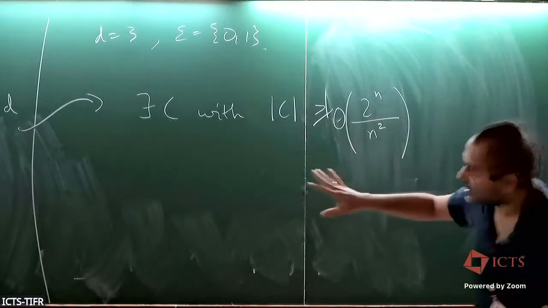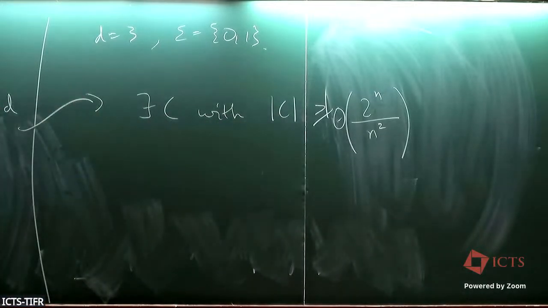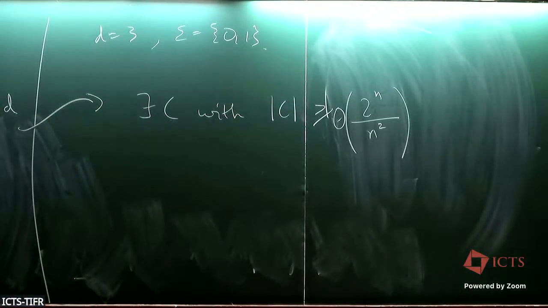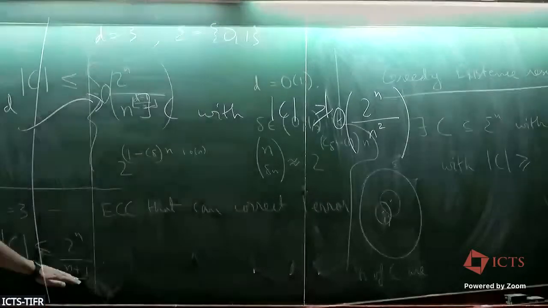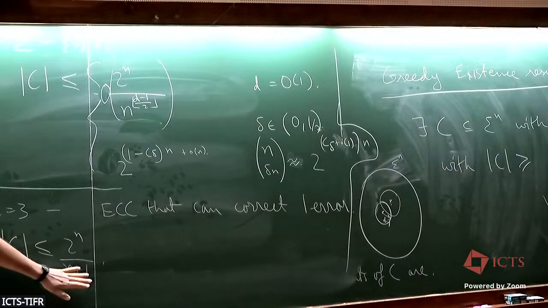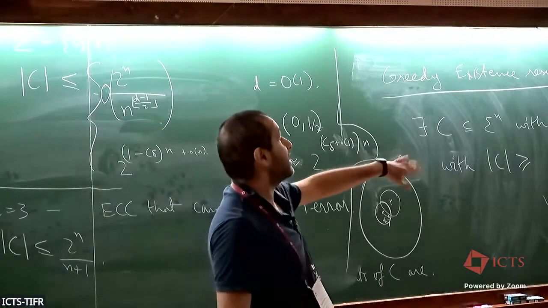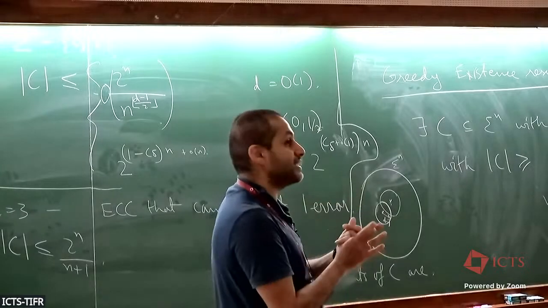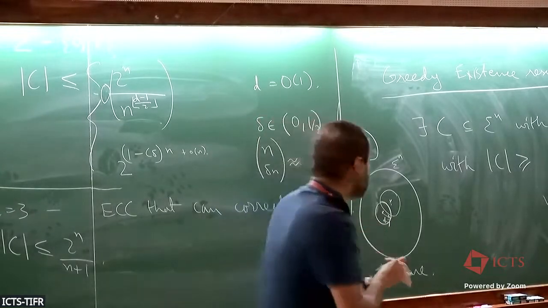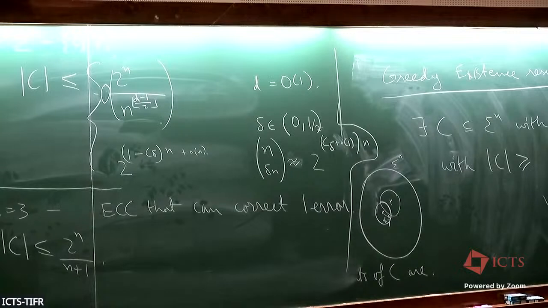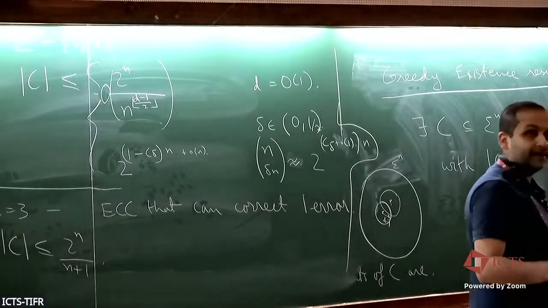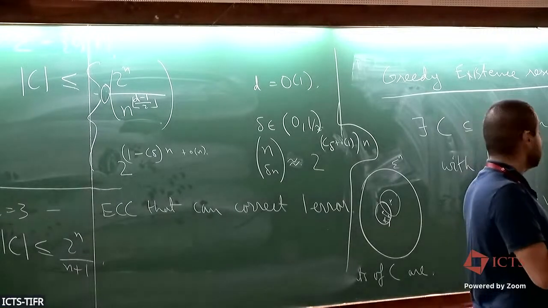And compared with what happens with our volume packing bound, we know that any code which has distance 3 must have size at most 2 to the n over n, roughly. And this tells us that there are codes with size at least 2 to the n over n squared. So we know it's 2 to the n over poly n, and we don't know which one is the right answer, as of this point in the lecture. Questions?